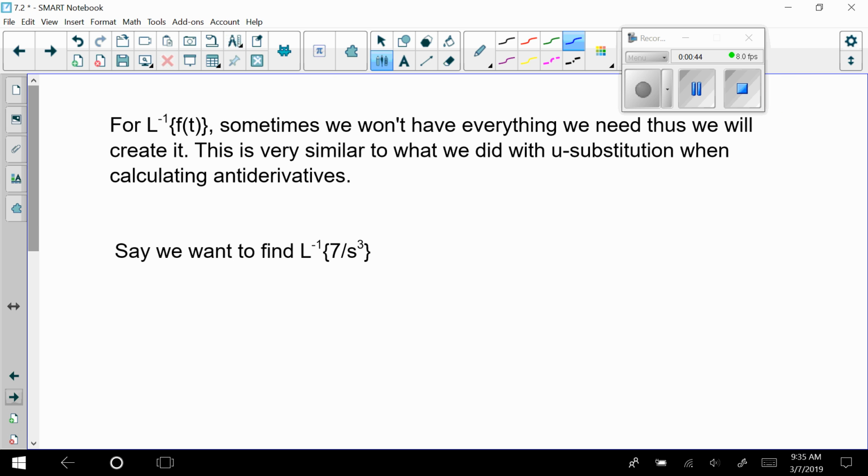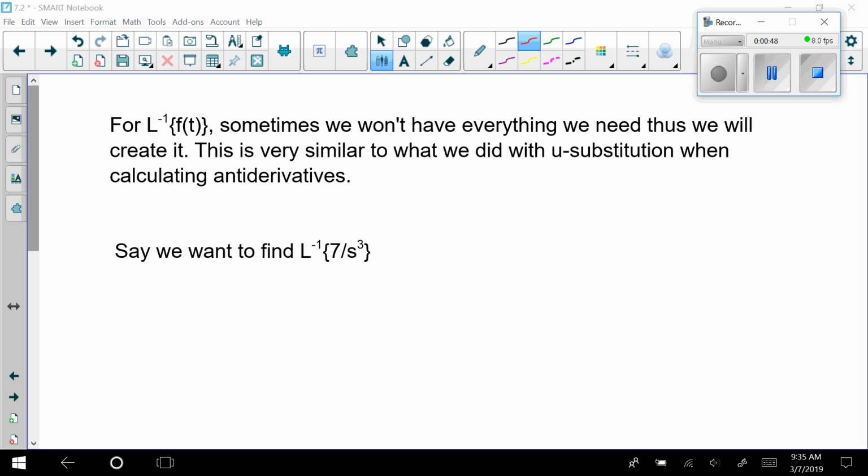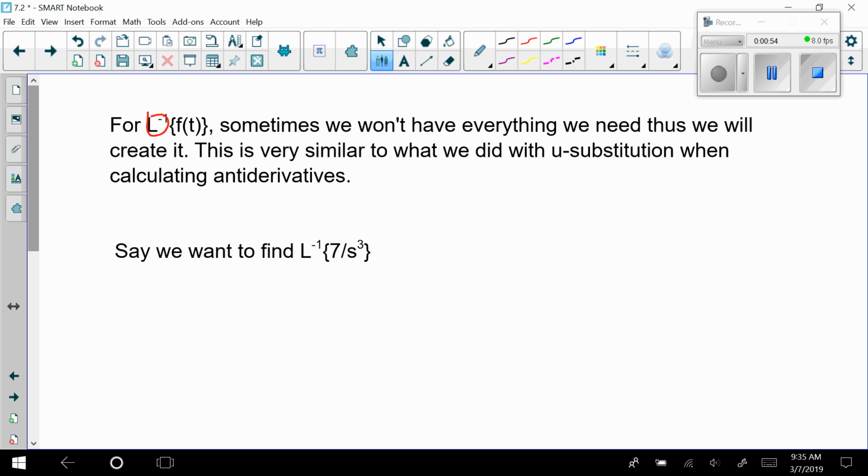Now, we'll just start out right away with a question. Again, I couldn't do a goofy L here, but this is the Laplace transformation, and it's inverse because it's to the negative first power, of f of t. Sometimes we don't have everything we need. Thus, we'll need to create it. This is very similar to what we did with u substitution when calculating antiderivatives.